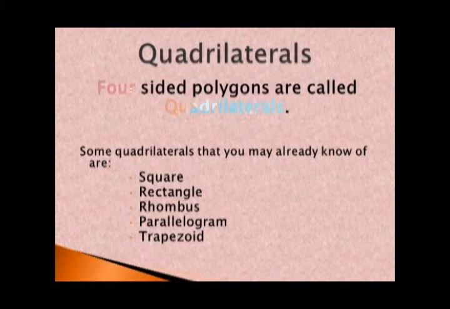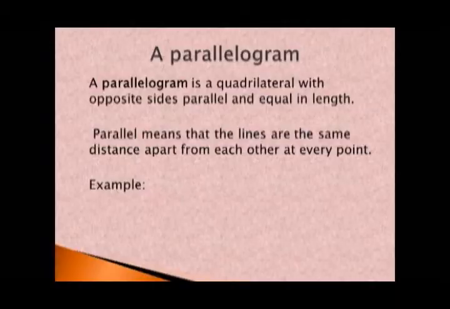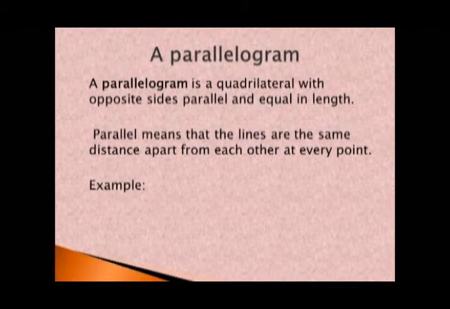Some quadrilaterals that you may already know are a square, rectangle, rhombus, parallelogram, and trapezoid. We will be looking at these quadrilaterals. Pay attention and let's take note of their details. Let's begin. A parallelogram. A parallelogram is a quadrilateral with opposite sides parallel and equal in length. Parallel means that the lines are the same distance apart from each other at every point.